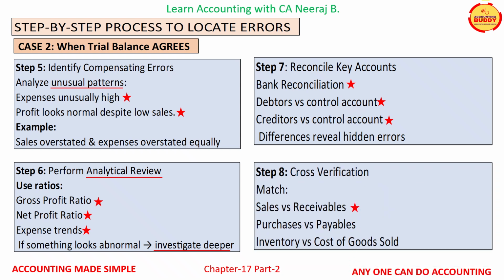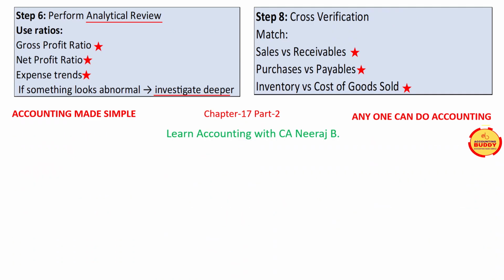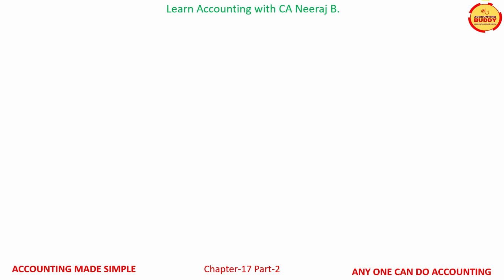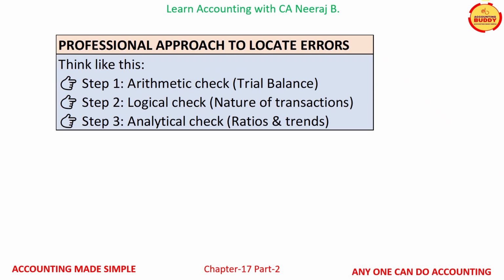Cross verification of sales versus receivables, purchases versus payables, and inventory versus cost of goods sold also helps in detecting accounting errors. We can sum up the professional approach to locate accounting errors into the below 3 main steps. Step 1 is to check the arithmetical accuracy of the accounts by ensuring the trial balance matches. As a second step, apply logical checks based on the nature of accounting to ensure transactions are correctly recorded. And as a third step, apply analytical checks and use ratios and trends to locate accounting errors.